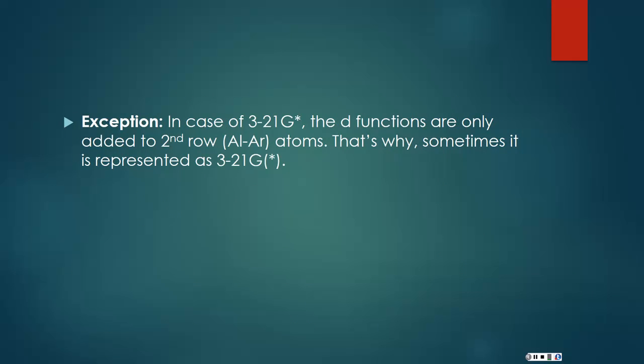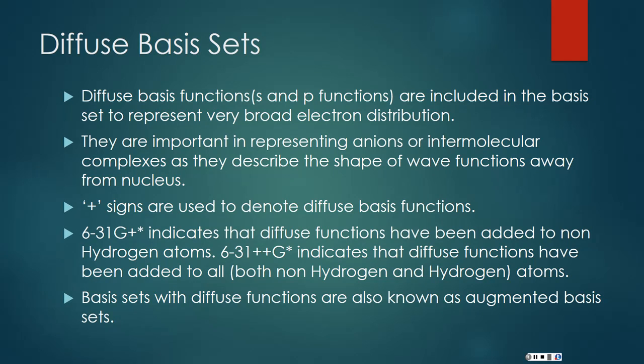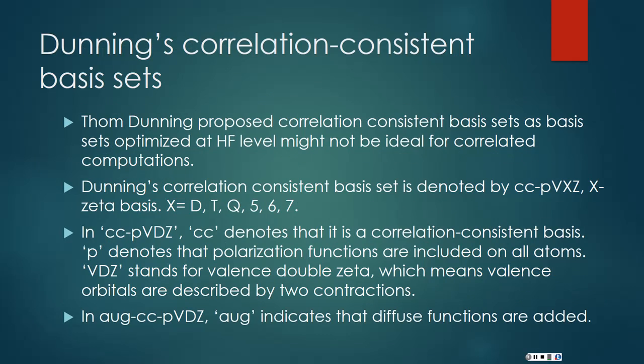The diffuse basis sets are used to represent very broad electron distributions. They are important in representing anions and intermolecular complexes. They are generally denoted by plus signs. One plus sign indicates that the diffuse functions are added only to the non-hydrogen atoms, and two plus signs indicate that they are added to both non-hydrogen and hydrogen atoms.